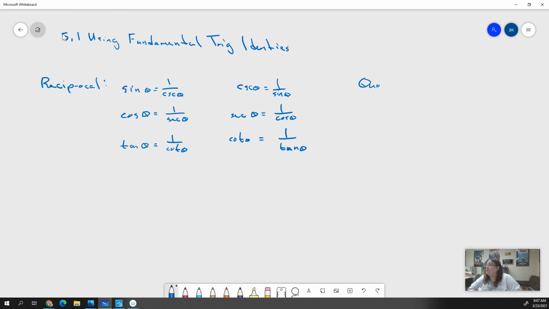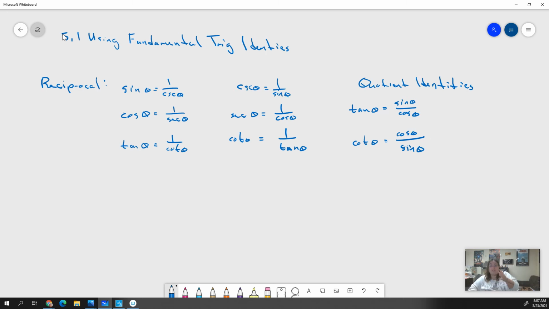You also had the quotient identities. There were only 2 quotient identities. One is that tangent of theta equals sine of theta over cosine of theta. And then its inverse, which is cotangent of theta equals cosine of theta over sine of theta.